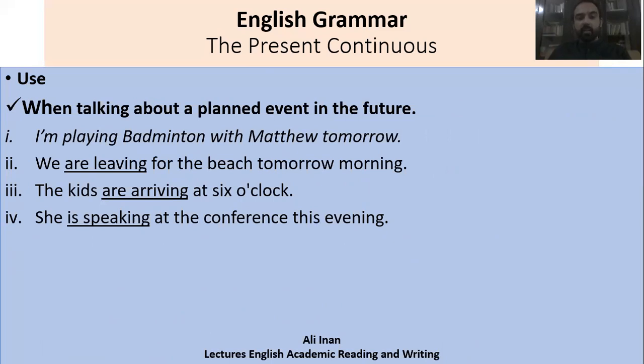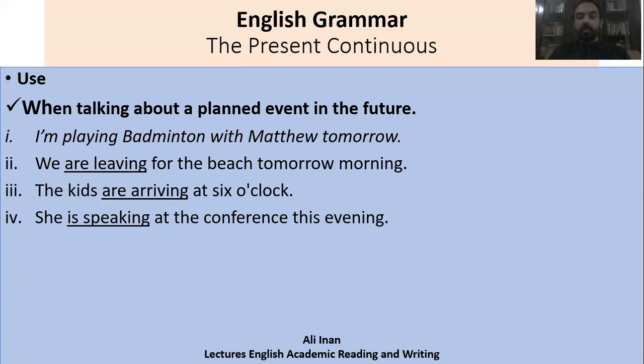So it's an event which has been planned in the present time for the future. Let's take another example. We are leaving for the beach tomorrow morning. In the third sentence, the kids are arriving at 6 o'clock. In both these sentences, in number 2 and number 3, the occurrence has not yet occurred. The incident has not yet taken place, but these instances are something which are planned for the future. Let's take a look at sentence 4.